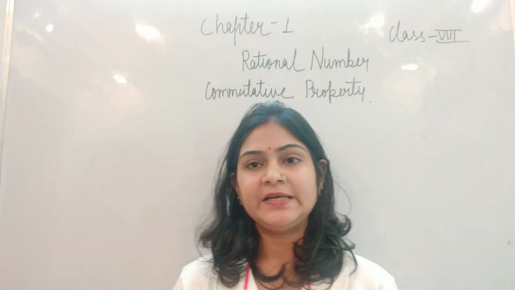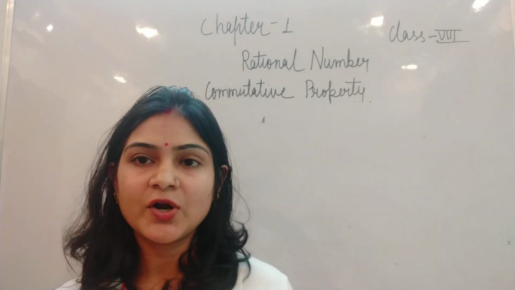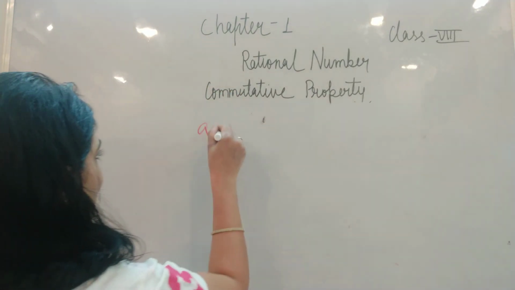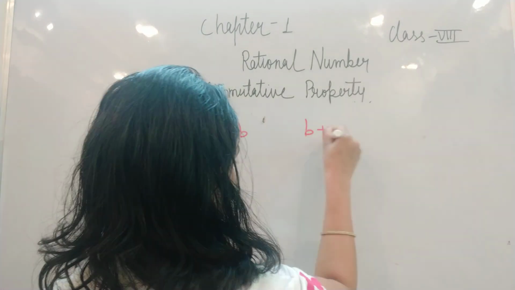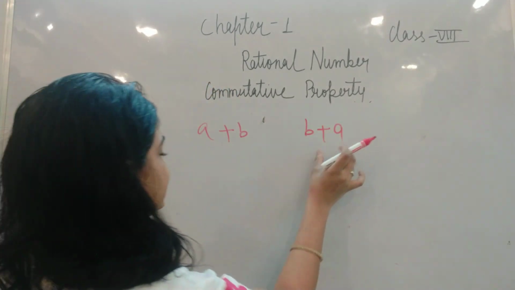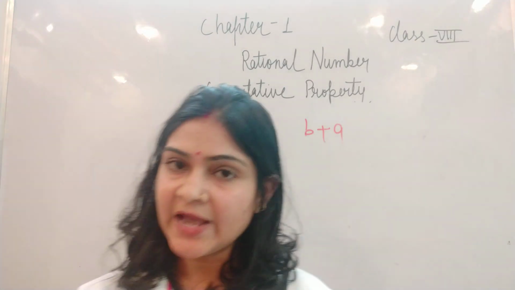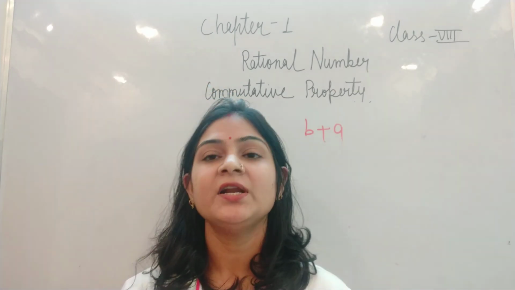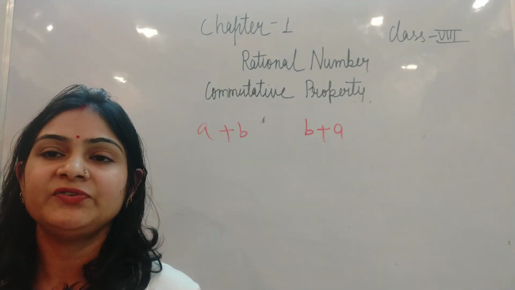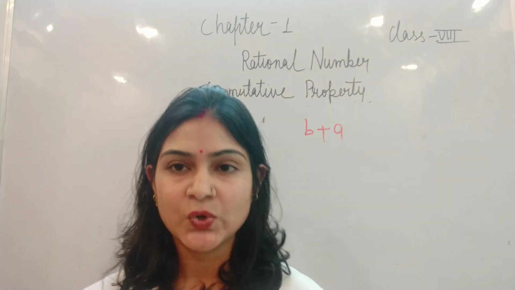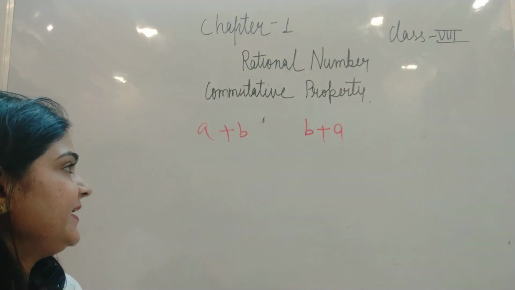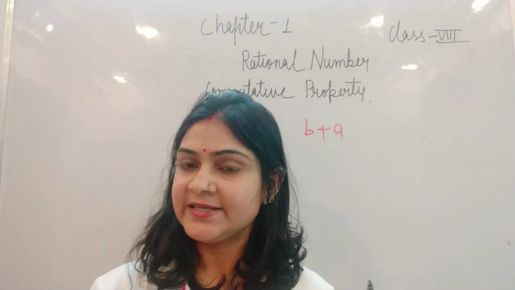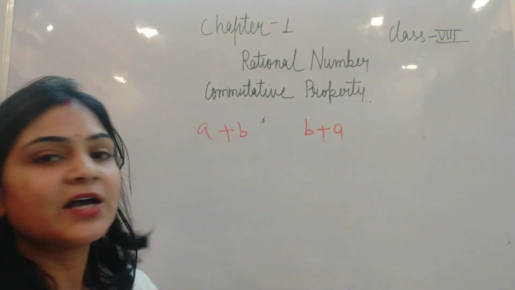A binary operation is commutative if changing the order of operands does not change the result. It means if we do A plus B and if we do B plus A, we will get the same value. That time we say that addition is commutative. We are choosing the binary operation, here it is addition.